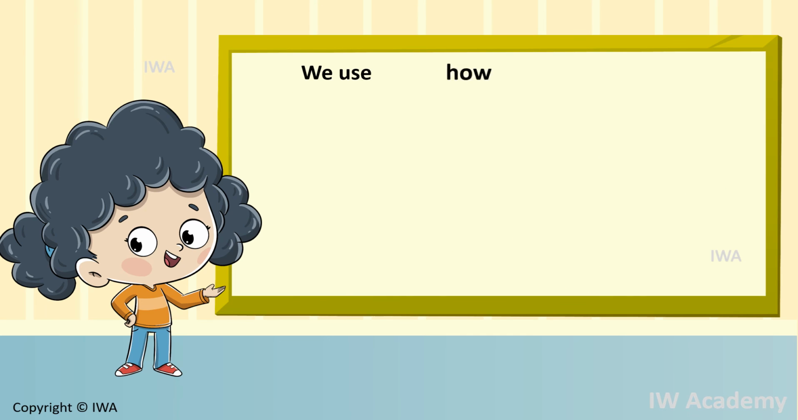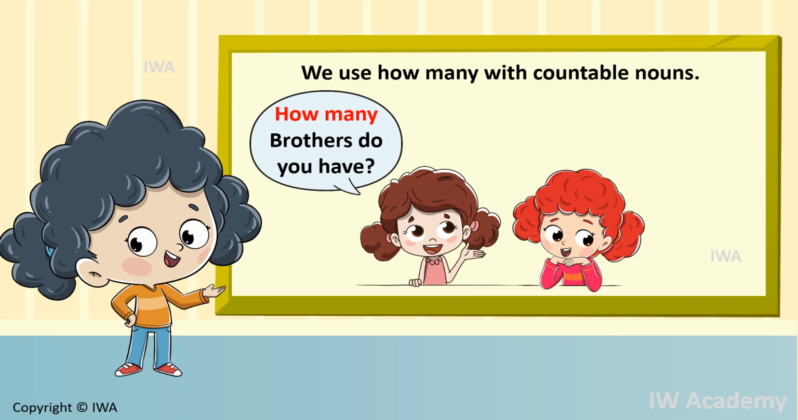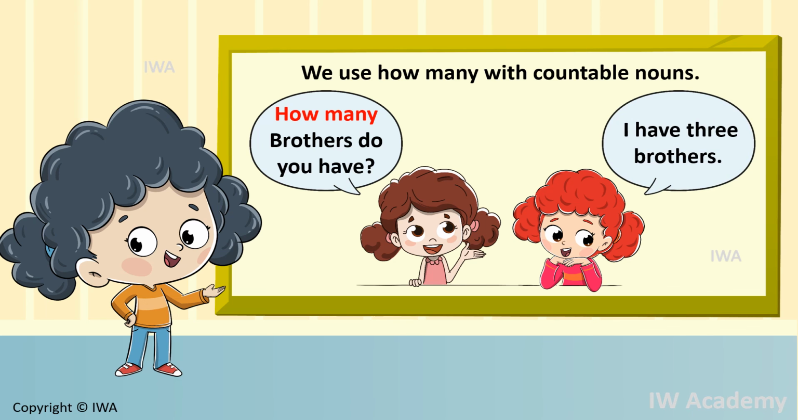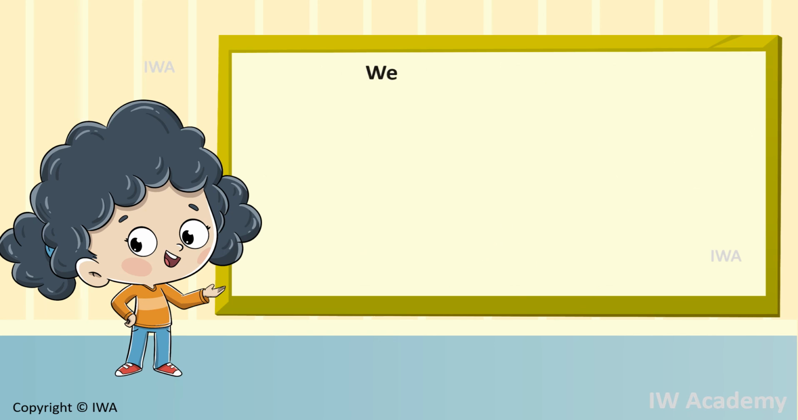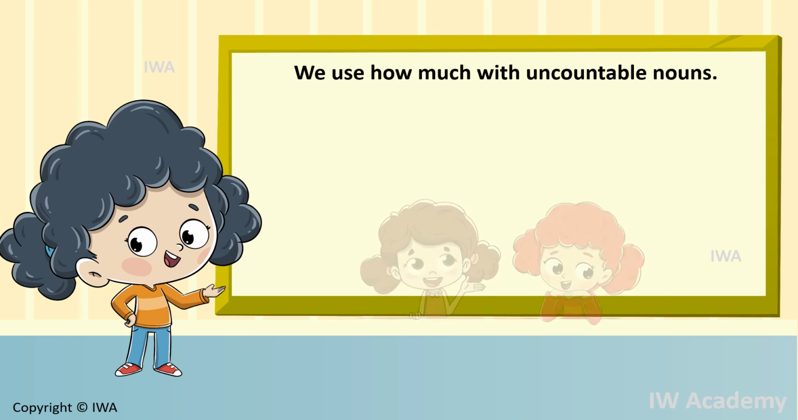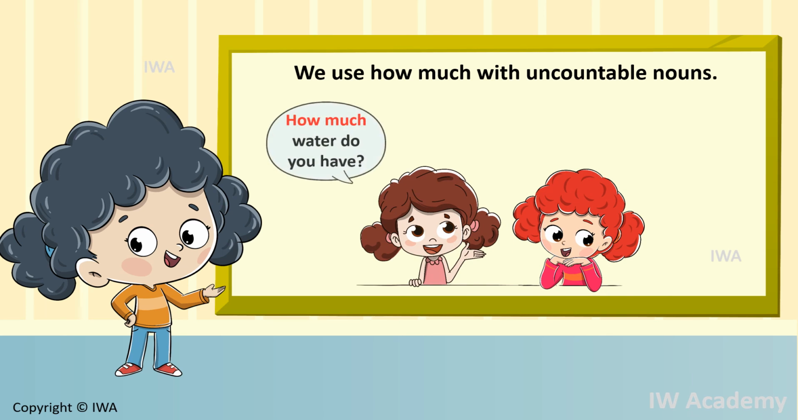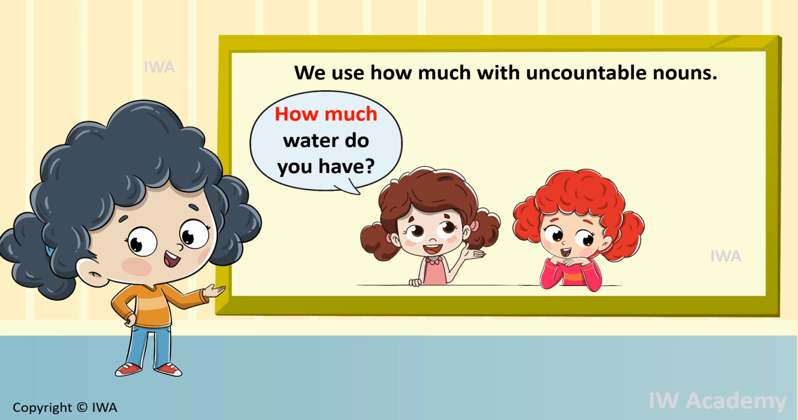We use how many with countable nouns. For example, how many brothers do you have? I have 3 brothers. We use how much with uncountable nouns. For example, how much water do you have? I have some water.